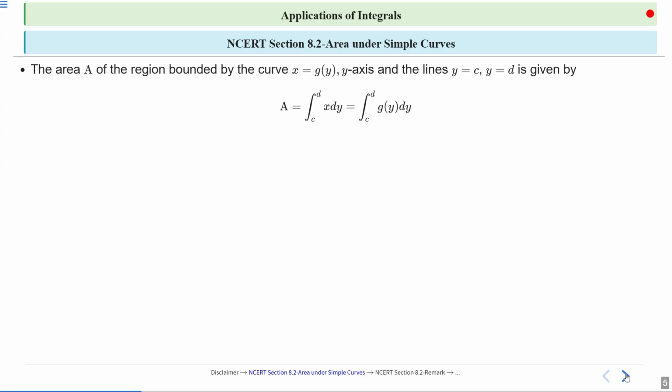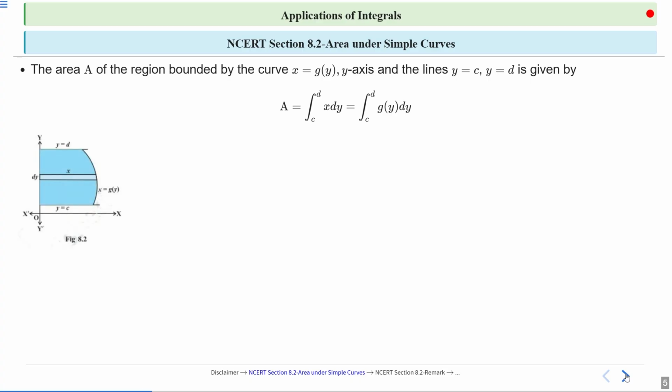The area of the region bounded by the curve x = g(y), the y-axis, and the lines y = c, y = d is given by A = the definite integral from c to d of x dy, which is equal to the integral from c to d of g(y) dy.